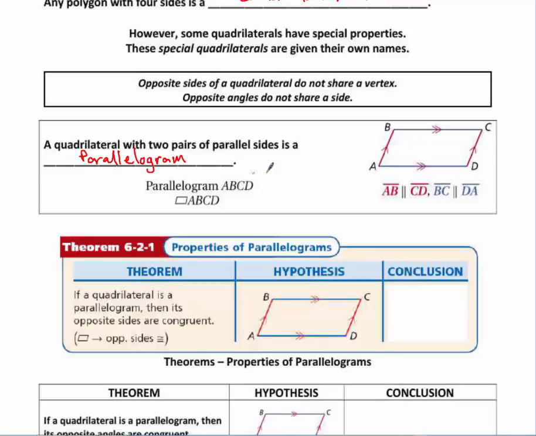Okay, if we're going to name one, we name it using the vertices. So here's A, B, C, D, and we name it by saying parallelogram A, B, C, D, or we can draw a little parallelogram symbol, A, B, C, D. Either way is fine for naming parallelograms.